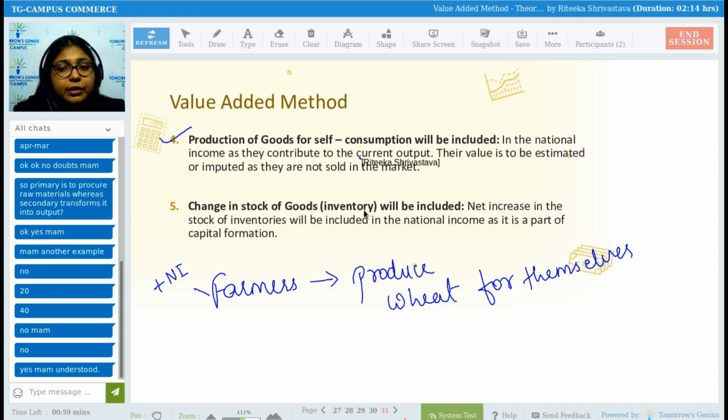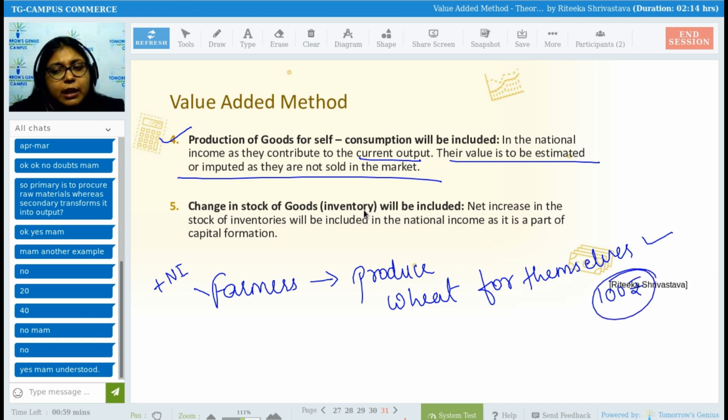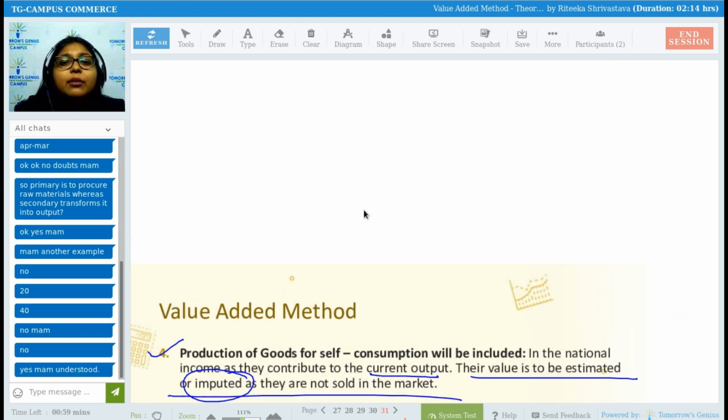So in the national income, as they contribute to the current output, their value is to be estimated or imputed as if they are sold in the market. Now we will say that it is self-consumption. The farmer is producing wheat and eating it himself. Then I don't know how much value it is. How will I include it in national income? He is not selling that wheat in the market. If he had sold it, I could have said okay, 100 rupees, and directly included 100 rupees in my national income. But now he is not selling it, he is eating it himself. So that is why we will take imputed value.